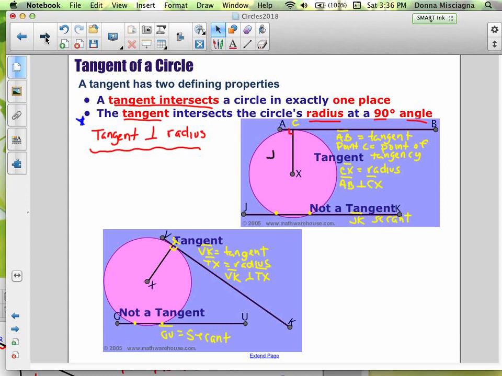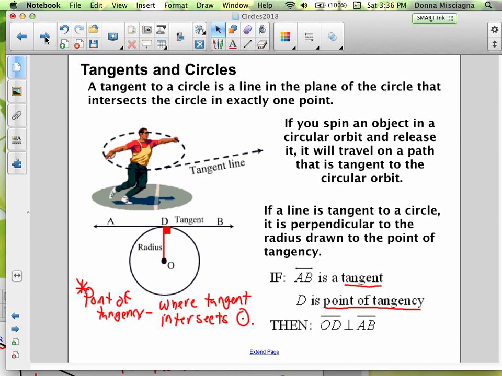Right, we're going to do a few problems. We're going to learn a little bit more about tangents, right? And then there's going to be a labeling activity that I'm going to go over in the next tape.